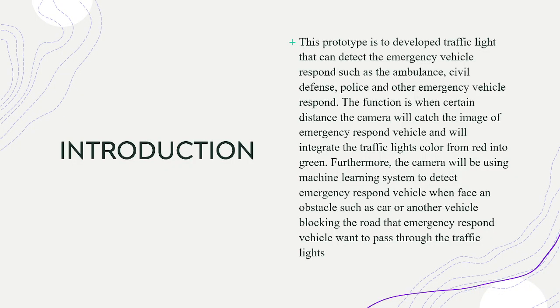Okay, let's start with the introduction. As you can see in the slide, this is a prototype of a traffic light that can detect emergency response vehicles, such as ambulances, civil defense, police, and other emergency response vehicles. The function is that at a certain distance the camera will capture the image of the emergency response vehicle and will change the traffic light color from red to green. Furthermore, the camera will use a machine learning system to detect emergency response vehicles when they face an obstacle, such as a car or other vehicle blocking the road, when the emergency response vehicle wants to pass through the traffic light.